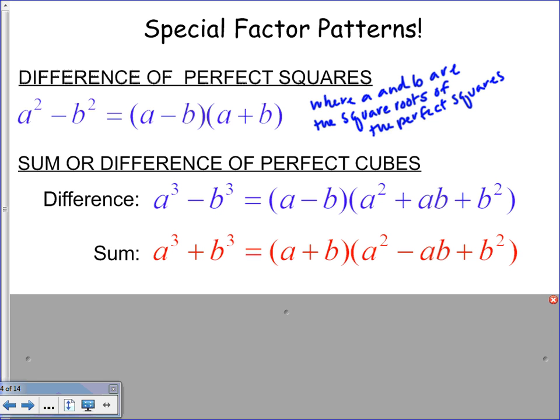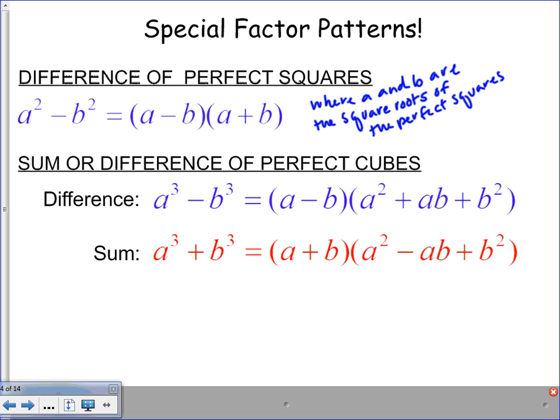Now, you are responsible for knowing the formulas for special factoring of sum and difference of perfect cubes, but paying attention to patterns can really help you out here. So tell me, what are some similarities between the two factor patterns? Can you notice anything that's the same, Reagan?